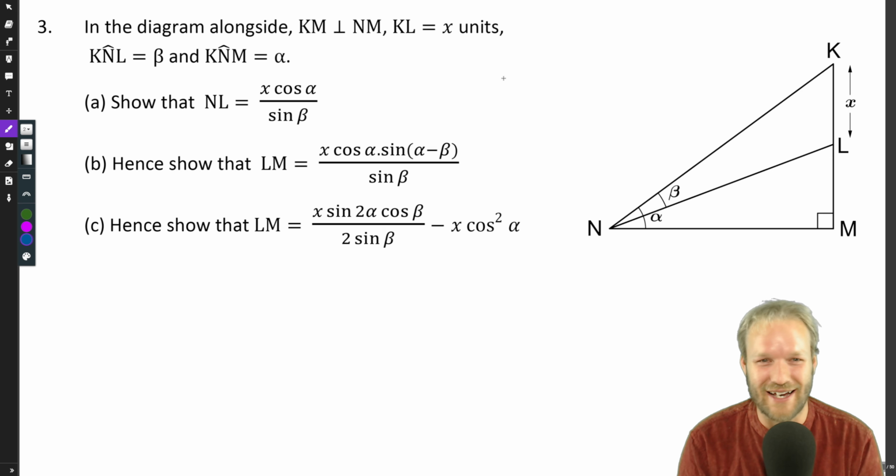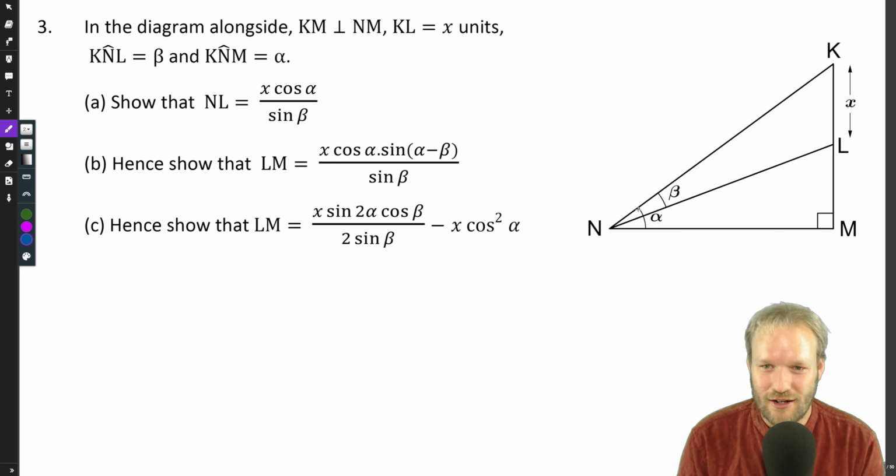So, okay, let's have a look here. In the diagram, everything that's written up here is in the diagram. I've looked at it. I know that there's beta and alpha and everything else. And just note that alpha is this whole angle here at N. It's KNM. And beta is just this little angle here, KNL.